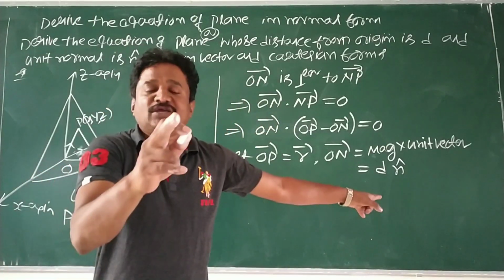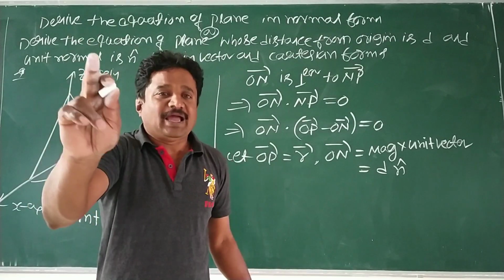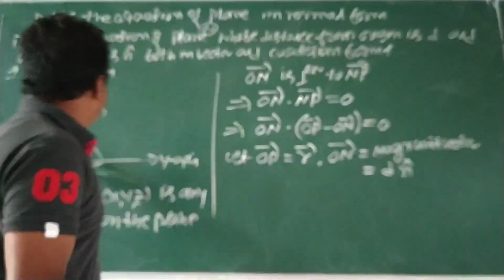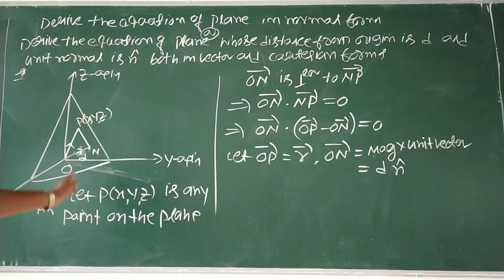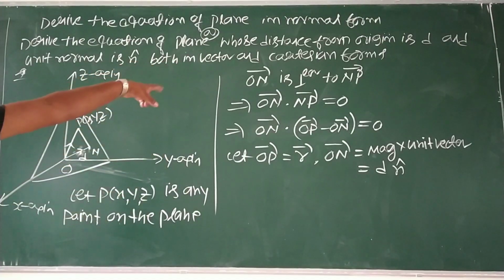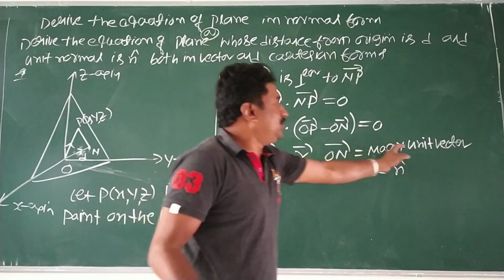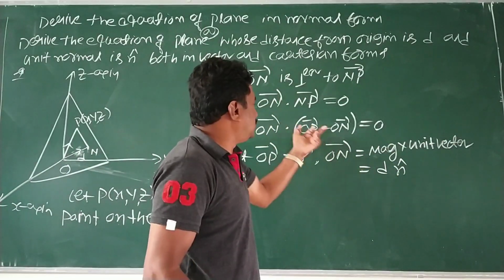N cap is also given in our question. The unit normal, n cap. Distance D is given in our question: the distance of the plane from the origin. What is the vector? Magnitude into unit vector, D into n cap. Now you substitute both in this, students.